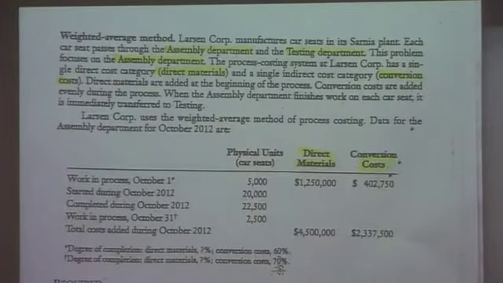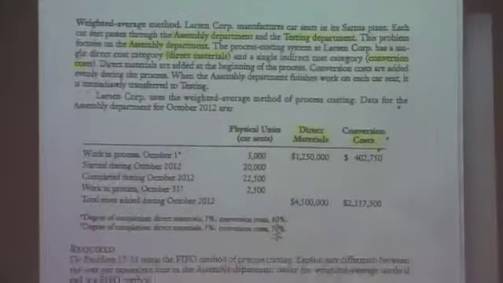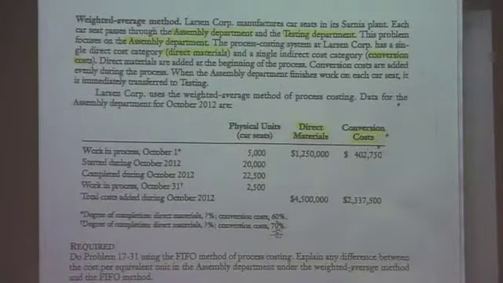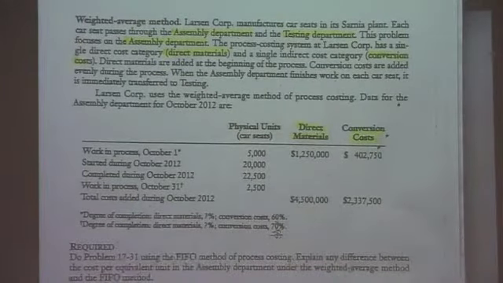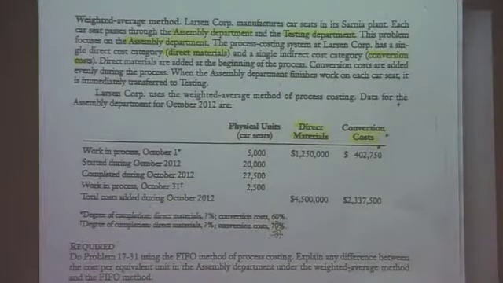Now, in some questions, you'll see there could be 3 different cost categories or 4. It doesn't matter whether we have 2 or 4 or 5. The 5-step process in process costing is going to be the same.